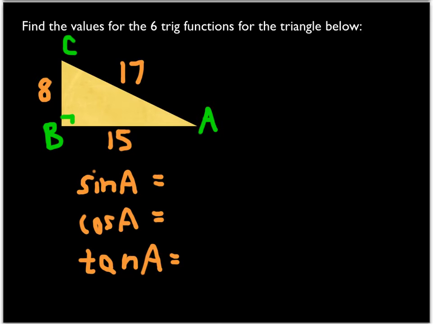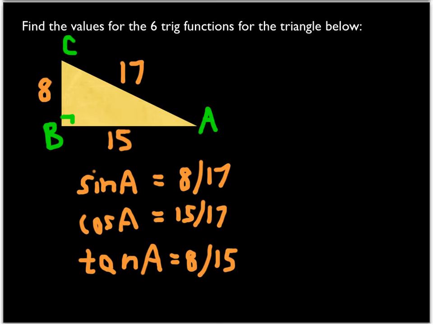We should be able to do these pretty well now when we have all of our values here. Of course, sine from my angle A here, opposite over hypotenuse, so that's going to be 8/17. Cosine, adjacent over hypotenuse, that's going to be 15/17. And tangent, opposite over adjacent, will be 8/15.